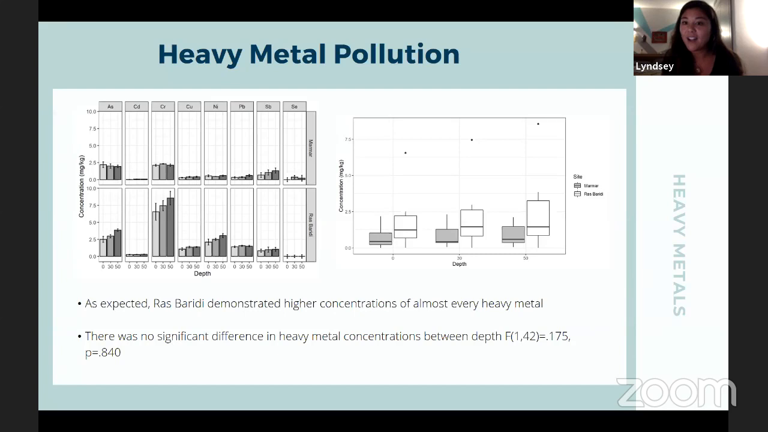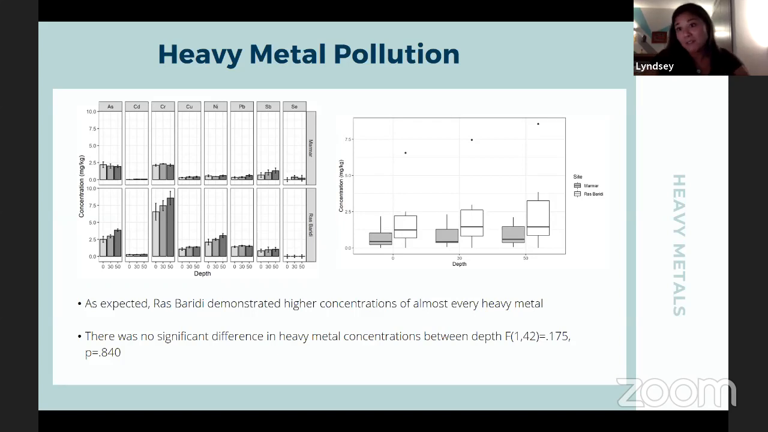As expected, I did find that heavy metals were higher at Ras Baridi compared to Marmar. This was a significant difference. But we did not find a difference between depth. I was comparing surface sand to depths of 30 centimeters and 50 centimeters, which is the average depth of hawksbill and green turtle nests respectively. But for some reason, there wasn't a significant difference between those depths, but it definitely was higher at Ras Baridi. I plan to do more analysis and try to figure out exactly what these heavy metals are and how they can be affecting these sea turtles.